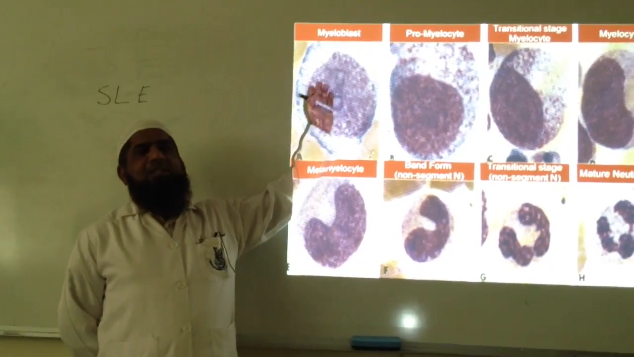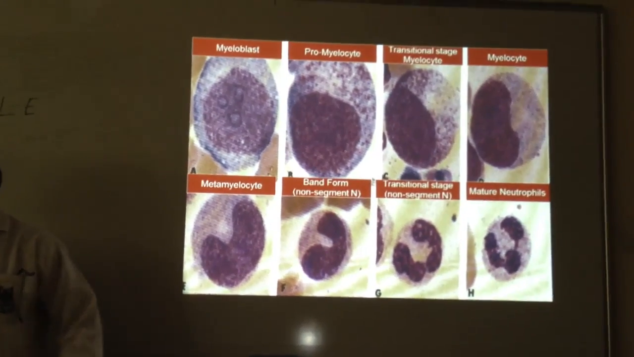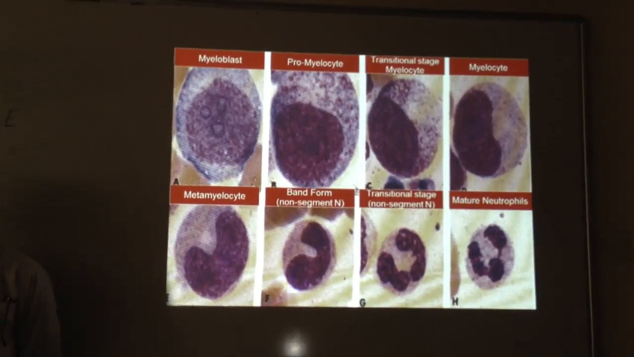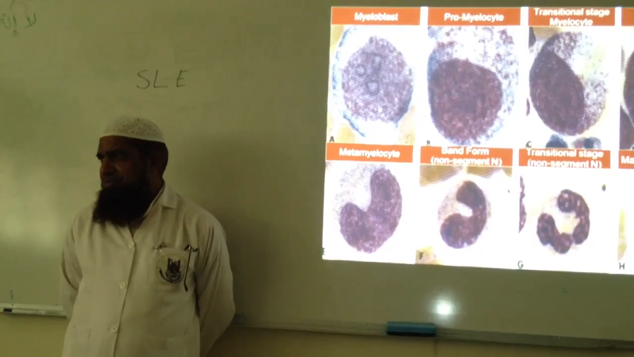More than 20% cells containing these nucleoli, maybe one nucleolus or maybe more. So what is this condition? Disease? Acute leukemia. Clear?